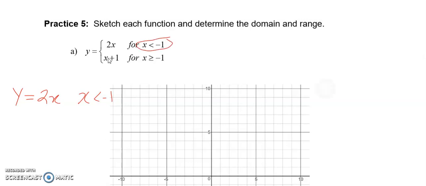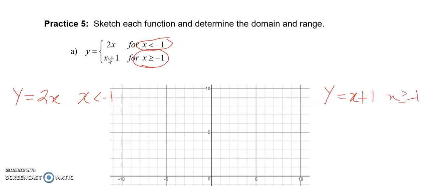And the other graph, and I'll put this over on the right-hand side. The other piece is going to be y equals x plus 1. I think that's just a straight line as well. They're both just straight lines. But that piece you only graph for values of x greater than or equal to -1.